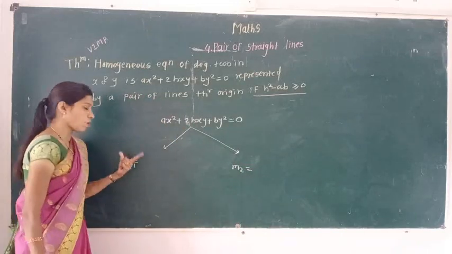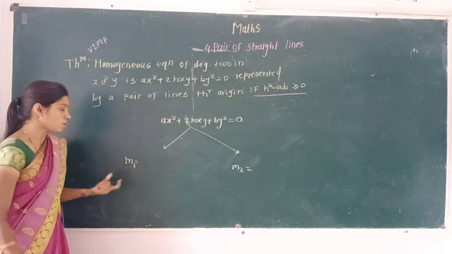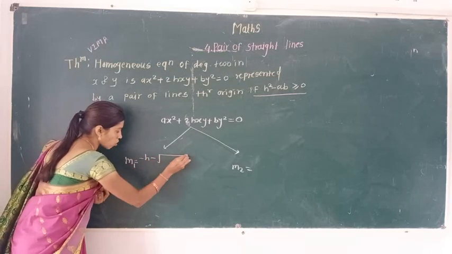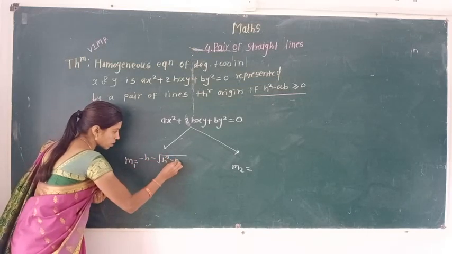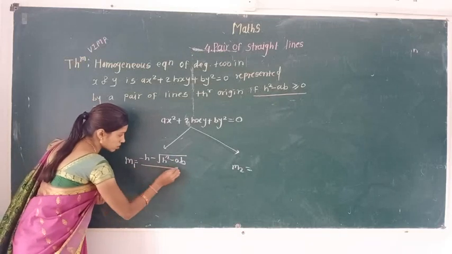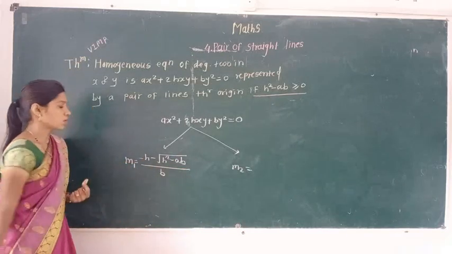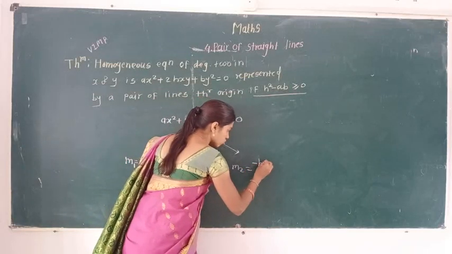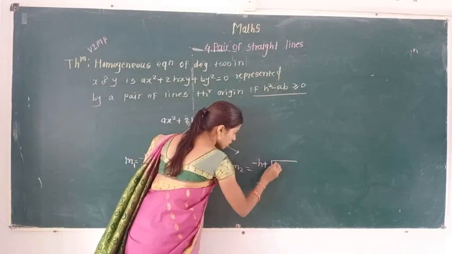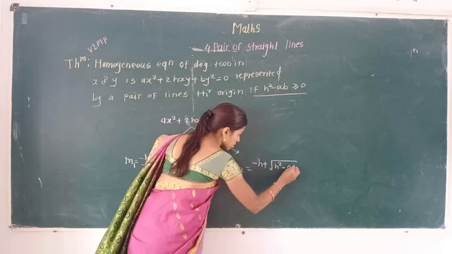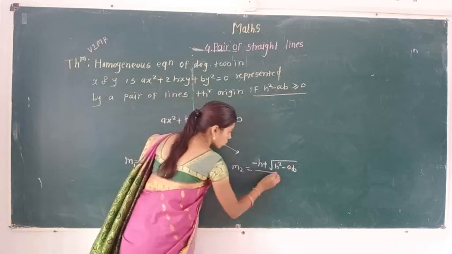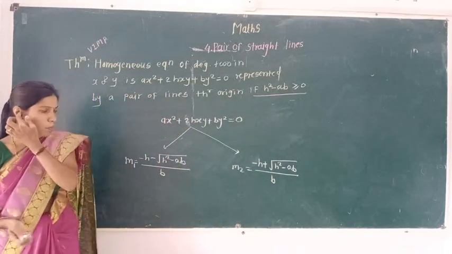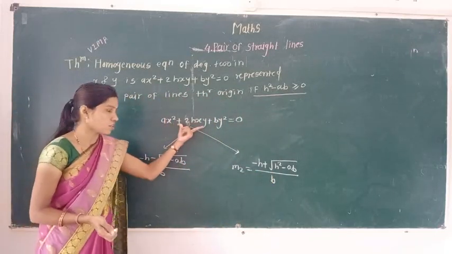Now we have to find the slope of first line, which is -h minus root of h square minus ab, divided by b. Now see, the slope of second line is -h plus root of h square minus ab, whole term divided by b. Okay, these two are the slopes of the separate equations of this equation.